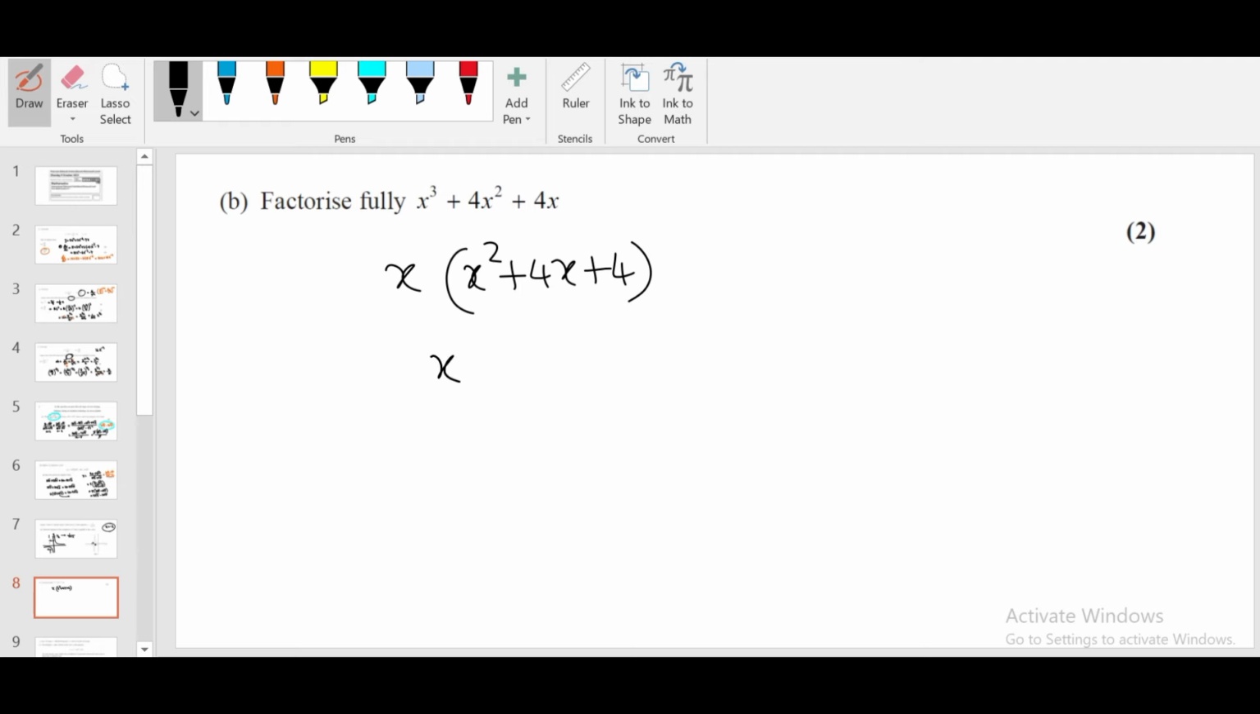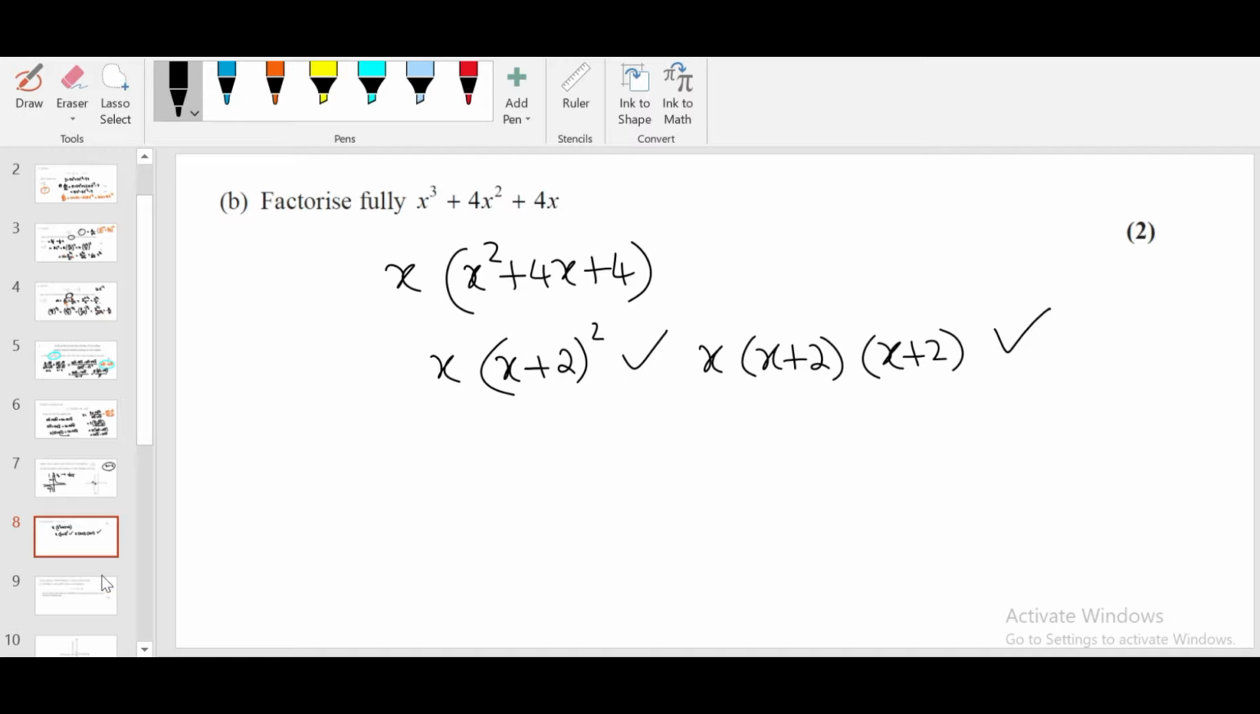And then you can use your calculator to get the x values by solving this quadratic. You will get minus 2, so you can write it as x plus 2 whole square, or you can write it in this way also, x plus 2 times x plus 2. Both are correct. You will be given 2 marks for this. That's all. Let's move on to part C now.